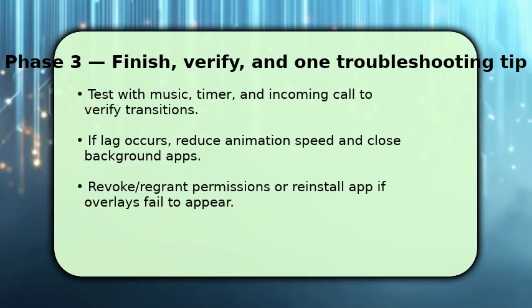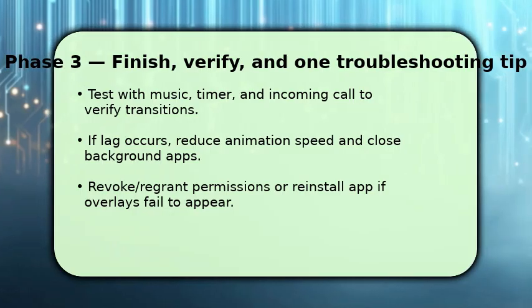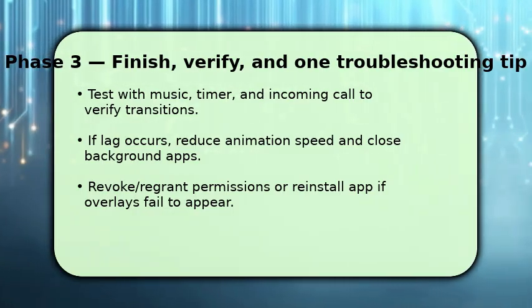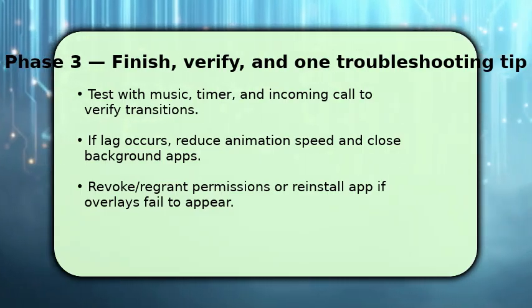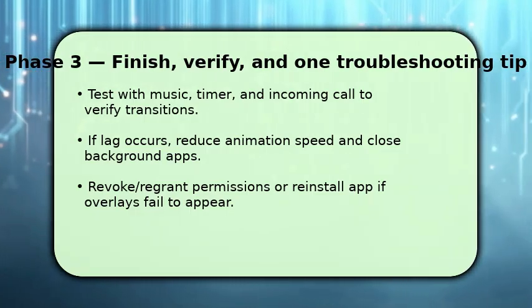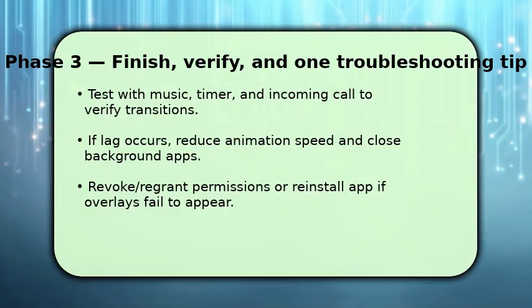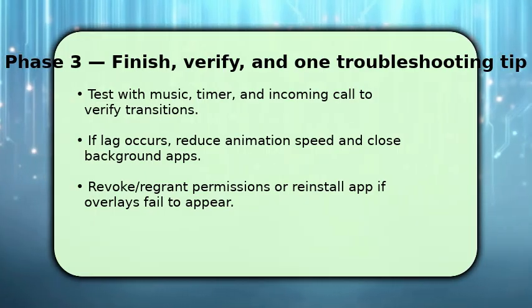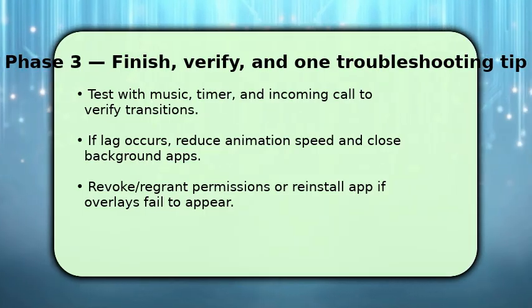Finish by testing the island with multiple events. Play music, start a timer, and simulate a call so you can see transitions and stacking behavior. If animations stutter, reduce the animation speed in settings and close unnecessary background apps to free CPU cycles. This often fixes lag. If the overlay won't appear, revoke and regrant notification or overlay permissions, reboot the phone. And if needed, reinstall the app. Most issues resolve after a permissions reset and restart, so try that first.